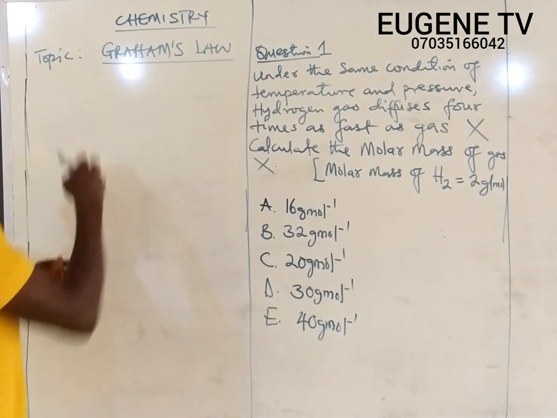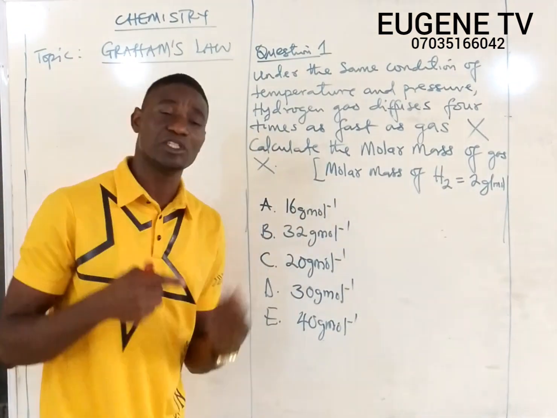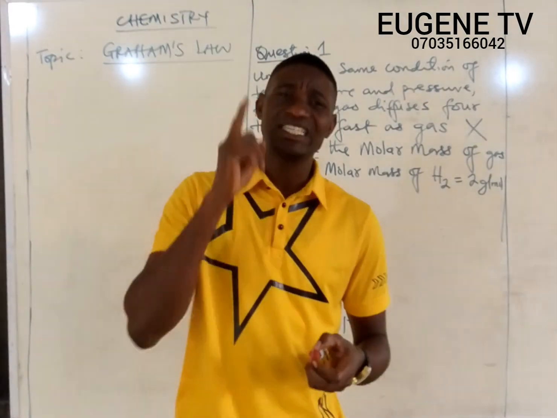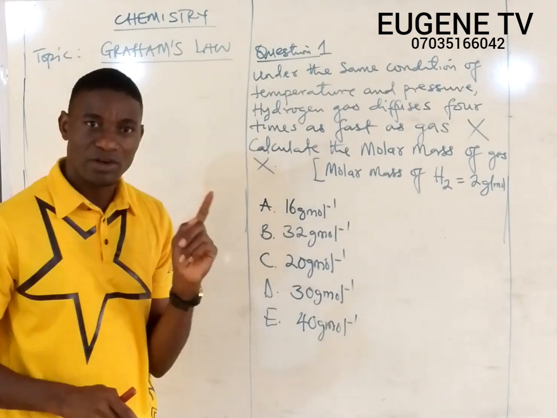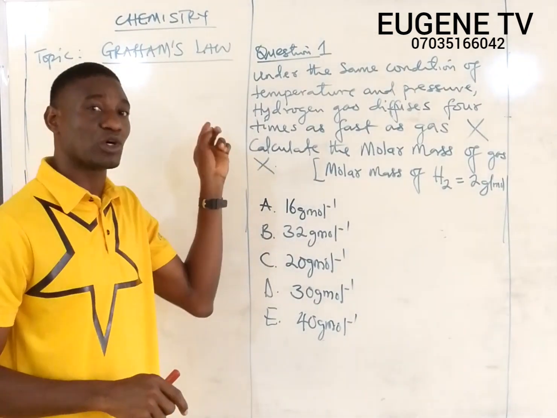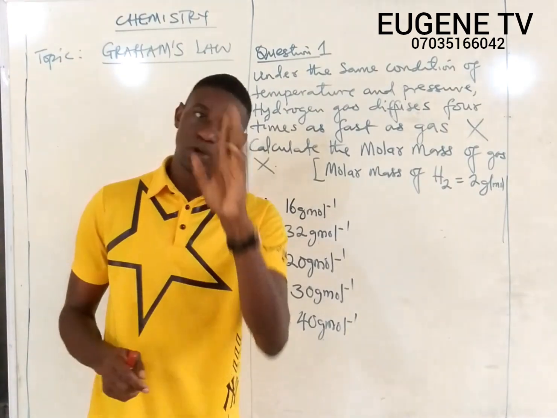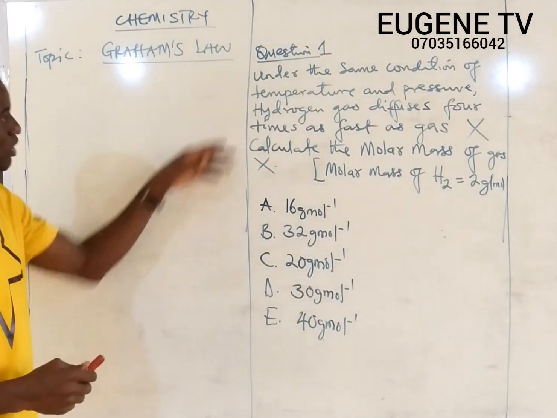Since this question is based on Graham's law of diffusion, let us first state Graham's law of diffusion. Graham's law of diffusion states that at constant temperature and pressure, the rate of diffusion of a gas is inversely proportional to the square root of its density. Or, at constant temperature and pressure, the rate of diffusion of a gas is inversely proportional to the square root of its molar mass.